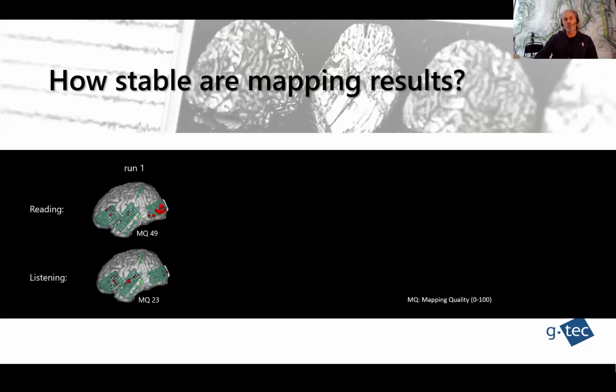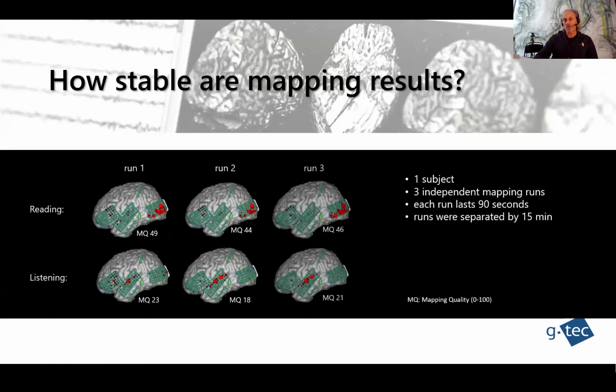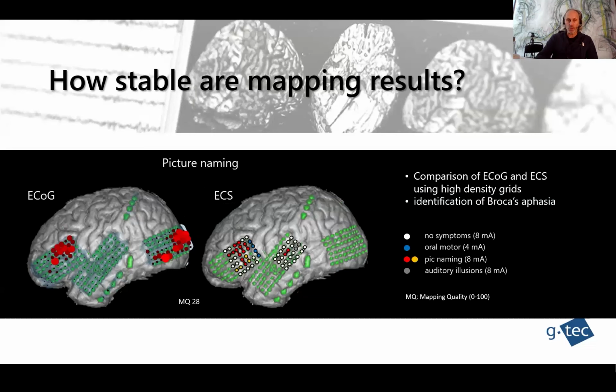And of course, it's also important that the mapping results are stable. So we did the same experiment just a couple of times in a row. And you can see for the reading, we get very consistent activation here. The red bubbles are in the same location. And also for listening, we get very consistent activation of the bubbles. And this is, of course, super important, that the high gamma mapping is consistent.